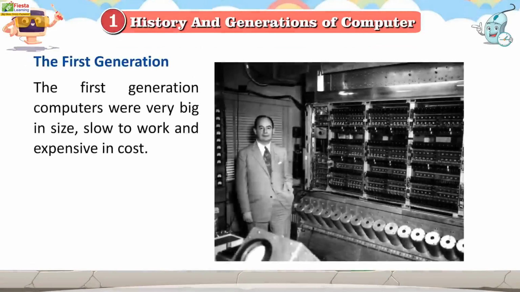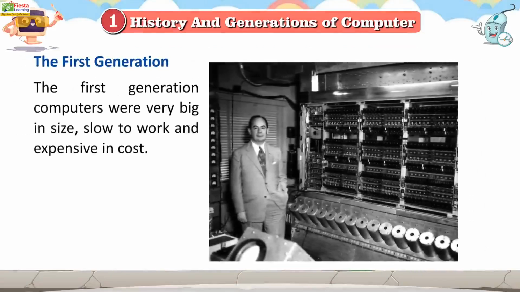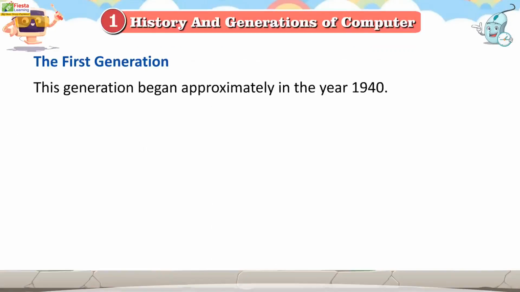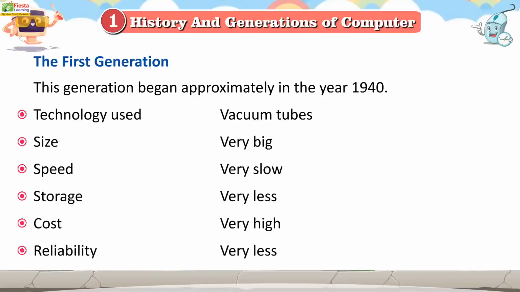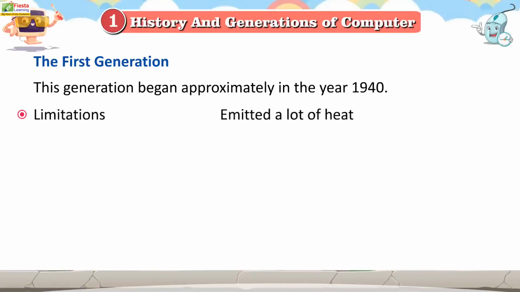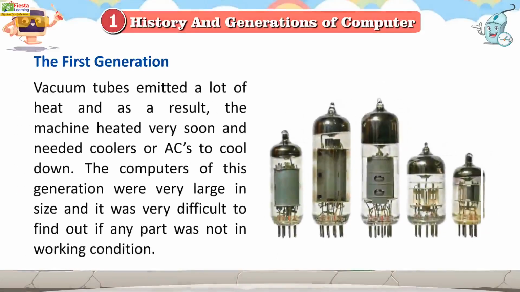The first generation. The first generation computers were very big in size, slow to work, and expensive in cost. This generation began approximately in the year 1940. Technology used: vacuum tubes. Size: very big. Speed: very slow. Storage: very less. Cost: very high. Reliability: very less. Limitations: emitted a lot of heat. Language used: machine language. Time period: 1945 to 1958.